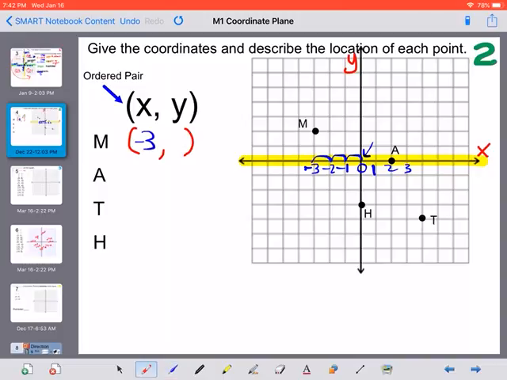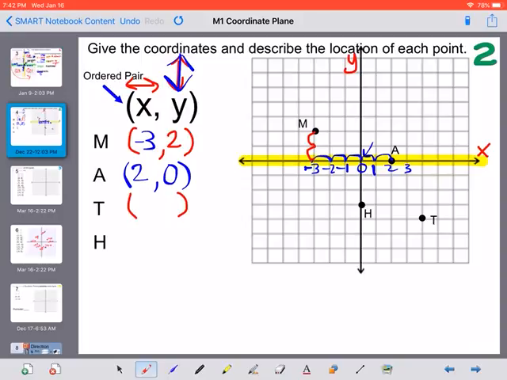Then how many did we go up and down? First we went left to right. Then we're going up and down. From here, we're going up 1, 2. So -3, 2 is our ordered pair, or the coordinates of the point M. Now we're going to look at the letter A. To get to the letter A, yes, we are going left and right. From the middle, we're going to the right, 1, 2. So we went 2 to the right. Did we go up or down off of this line? No, we did not. We went nowhere. We just went 2 to the right and then stayed right there.